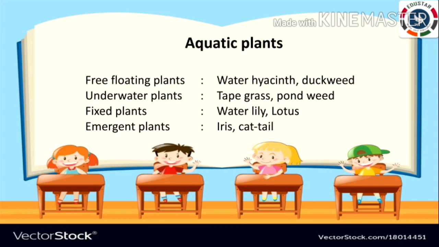Fixed plants. These plants have their roots fixed in the soil at the bottom. The examples are water lily and lotus. Emergent plants. These line the edge of the water body where the soil is choked in water. These look like land plants. The examples are iris and cattail.